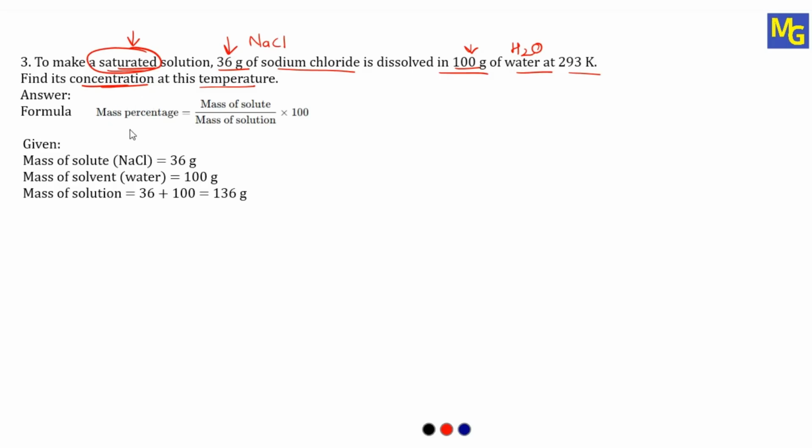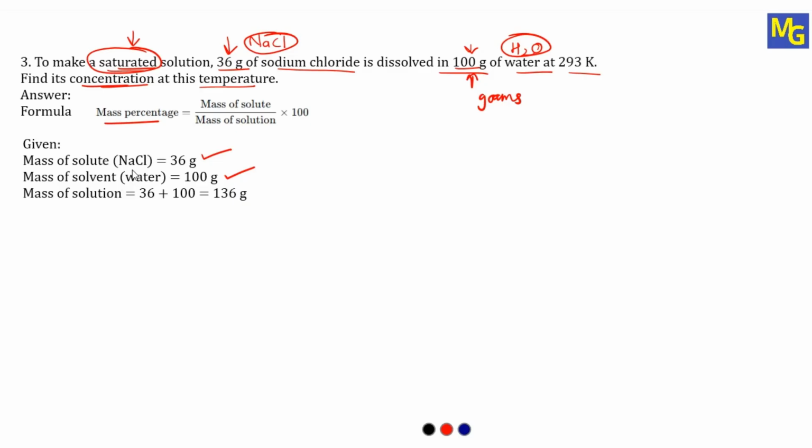So the formula used is mass percentage equals mass of solute divided by mass of solution into 100. Now see here, for solute, that is NaCl, and for solvent, that is water, we have a mass. It is in grams. So that's why we are going to use mass by mass percentage. So the formula is mass of solute divided by mass of solution into 100. The solute is NaCl, given as 36 gram. Solvent is water, given as 100 gram.